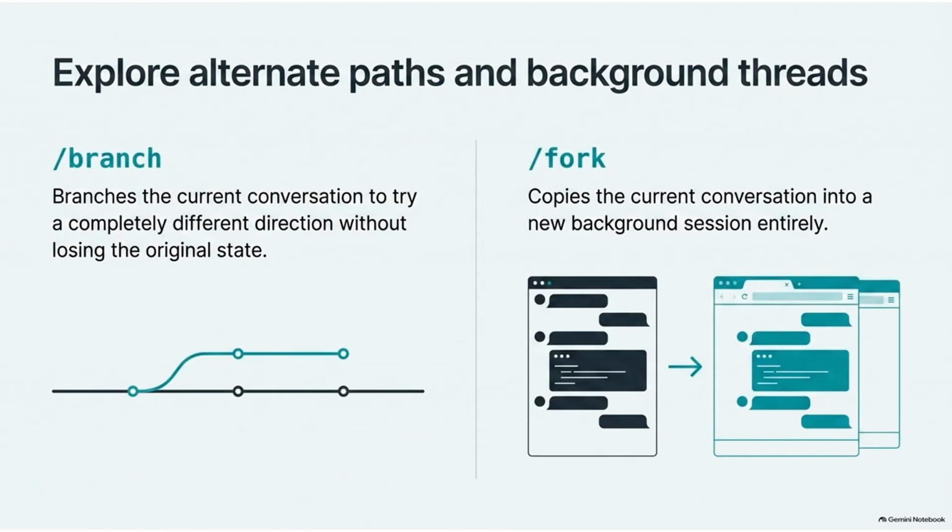/branch lets you take the current conversation and try a completely different direction without losing the original state. You can see that in the diagram where the branch splits off, but the original line keeps going. /fork takes a different approach. It copies the entire current conversation into a brand new background session, so you end up with two independent copies running in parallel instead of one conversation forking in place.